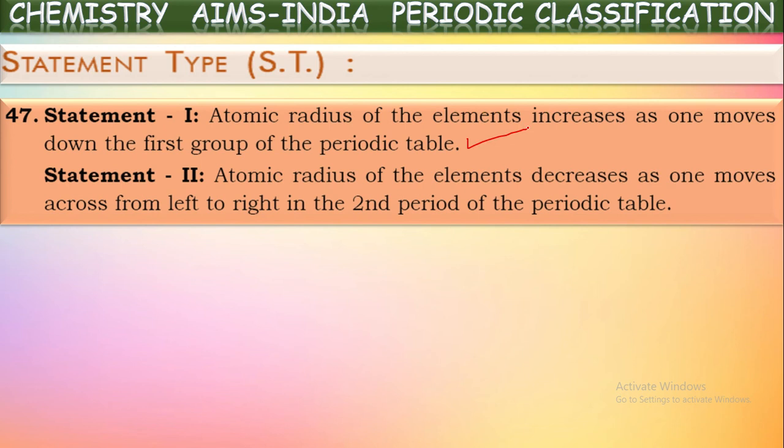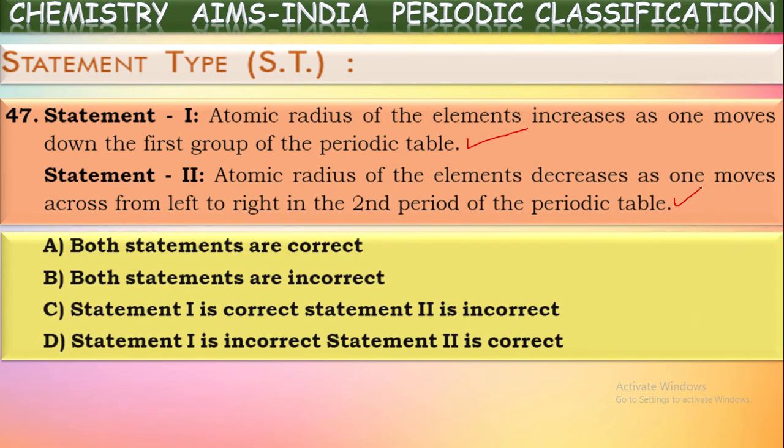See the second statement. Atomic radius of the elements increases as one moves across from left to right in the second period of the periodic table. So what happens in the second period? Not only in the second period, we can say generally in a period from left to right, atomic size decreases. Even though the atomic number is being increased, nuclear charge increases on the outer electron cloud and hence size decreases. So among second period elements, atomic radius decreases. So this is also a correct statement. Now what will be the correct answer? As both are correct statements, this will be the correct answer.